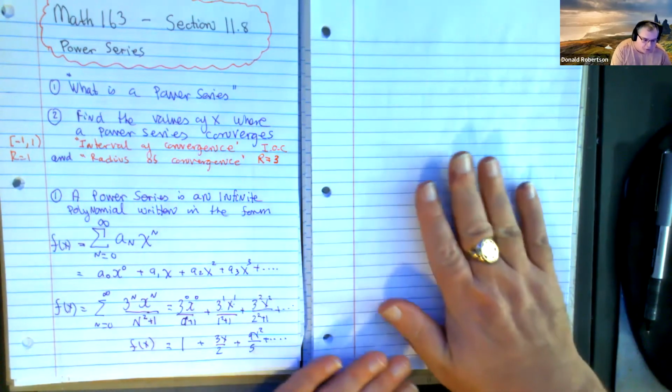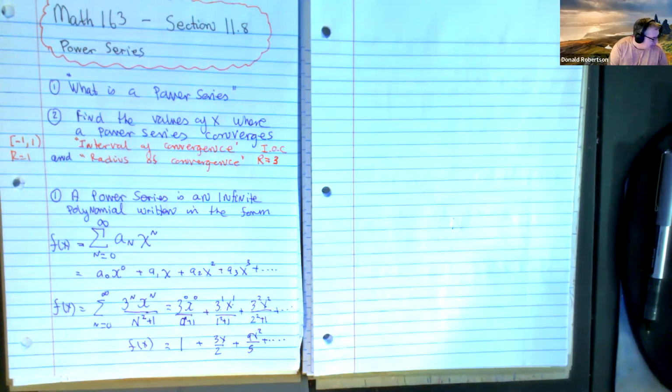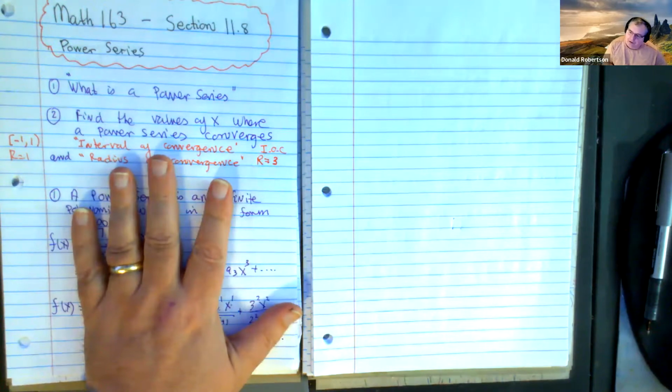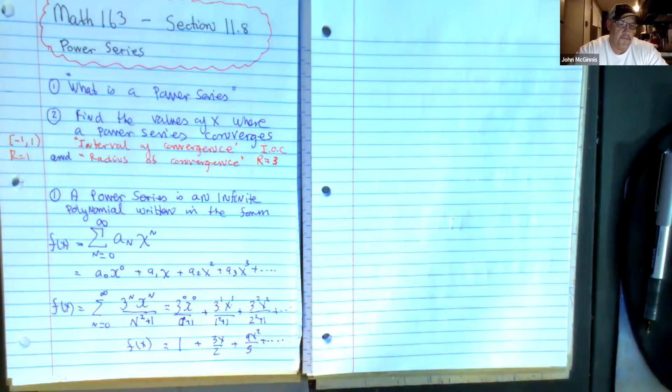Do you want to see another one of these x to the n versions, or can we move on to the next version of a power series, which is ones that are not centered at 0? So do you want to see another one of the ones we've just done, or can I move on? I'm good with moving on if everybody else is.